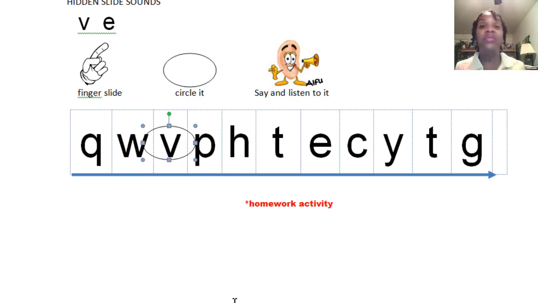Right, so this is the V sound. Good job, good job. All right. We're looking for the hidden sounds. I want you to tell me when to stop. Stop. What's the sound? Eh.